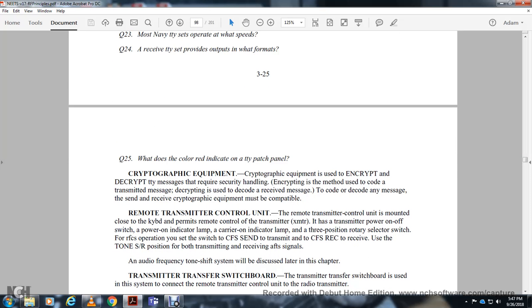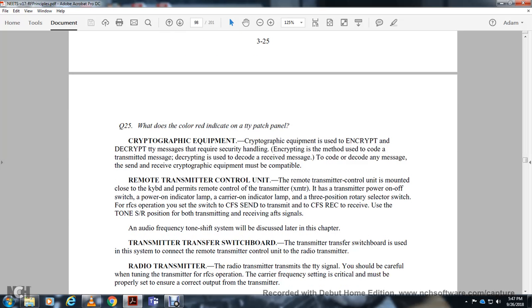Cryptographic equipment: you would encrypt and decrypt the teletypewriter message with the required security handling. Encrypted method: you would encode the transmitted message. Decrypted: you would decode the receiving message. The sending and receiving cryptographic equipment must be compatible.